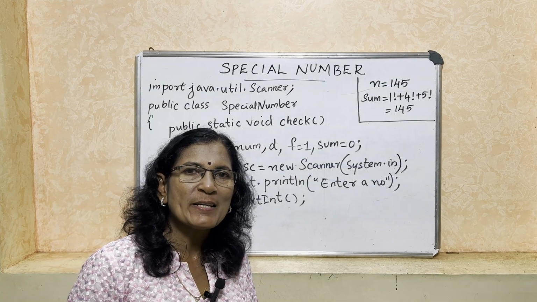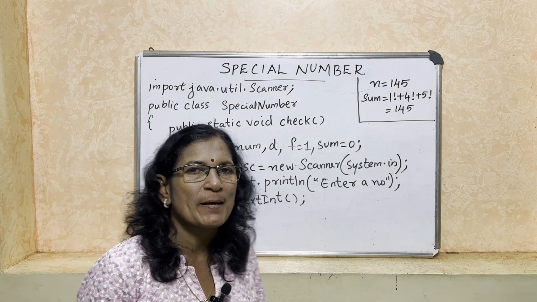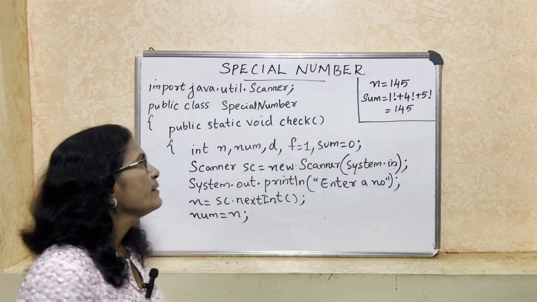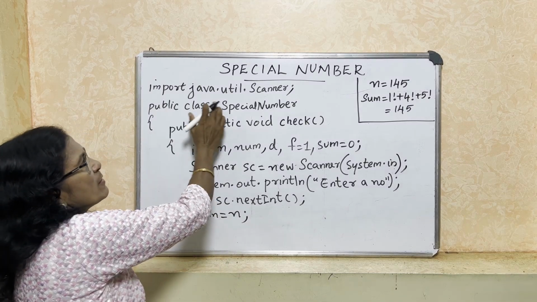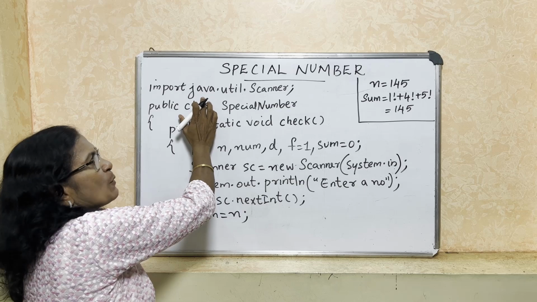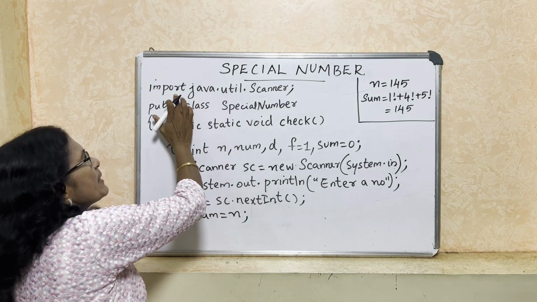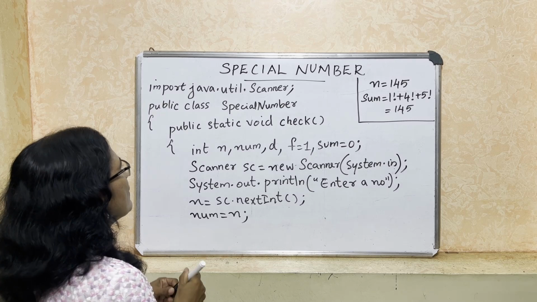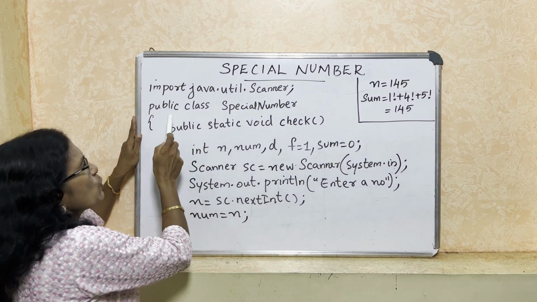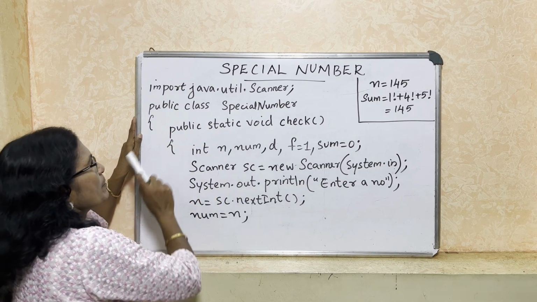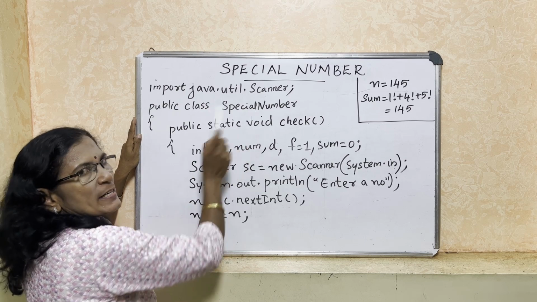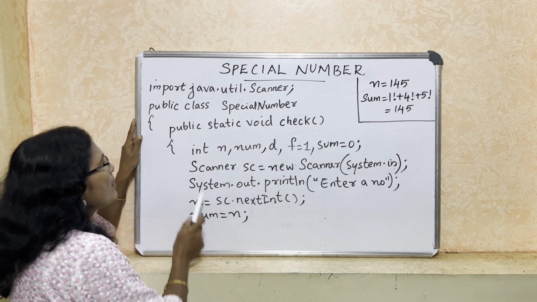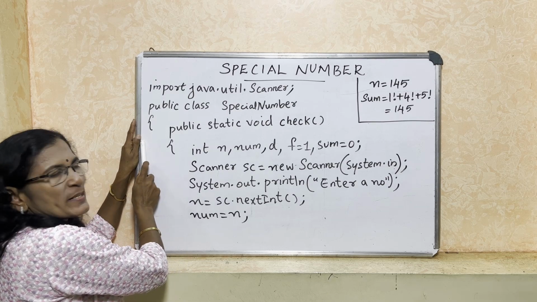Now let's convert this algorithm into a Java program. As we have to input the number, let's import the Scanner class from Java's utility package. import java.util.Scanner. The next step is to open a class to write the program. public class SpecialNumber. A meaningful name is given to the class, SpecialNumber. Body of the class is opened.